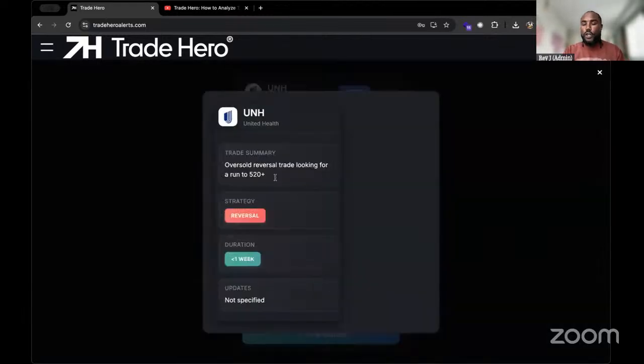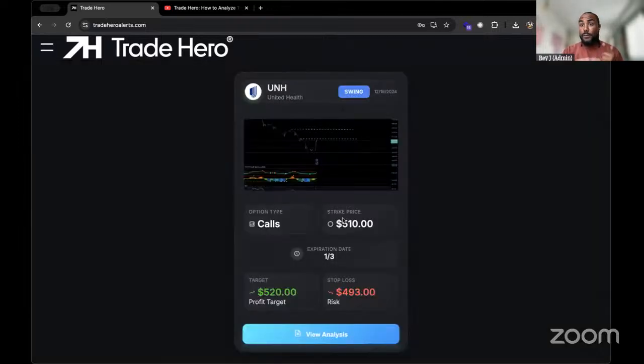Now, if you want the notes and the details, you can also look here. This is for UNH. It's an oversold reversal trade, looking for a run up to 520, right? So we're looking for a reversal within a week. And then you can see the strike price that is here for the option contract, but we also want to pay attention to the stop loss and the target. Okay. Now the target is where we want to go, right? We may go to it, we may go through it, we may never reach it, right? But that's our goal essentially when we send these trades out.